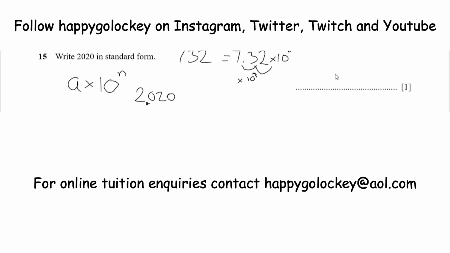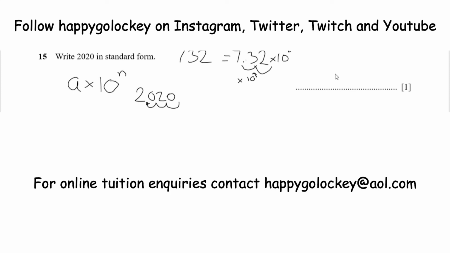So if it's 2.020, how many times do we have to multiply by 10 to get 2.020 up to 2020? So if we multiply it by 10, we'd get 20.20. We multiply by 100, we'd get 202.0. And if we multiply by 1,000, we end up where we want to be at 2020. Decimal point moves to there.